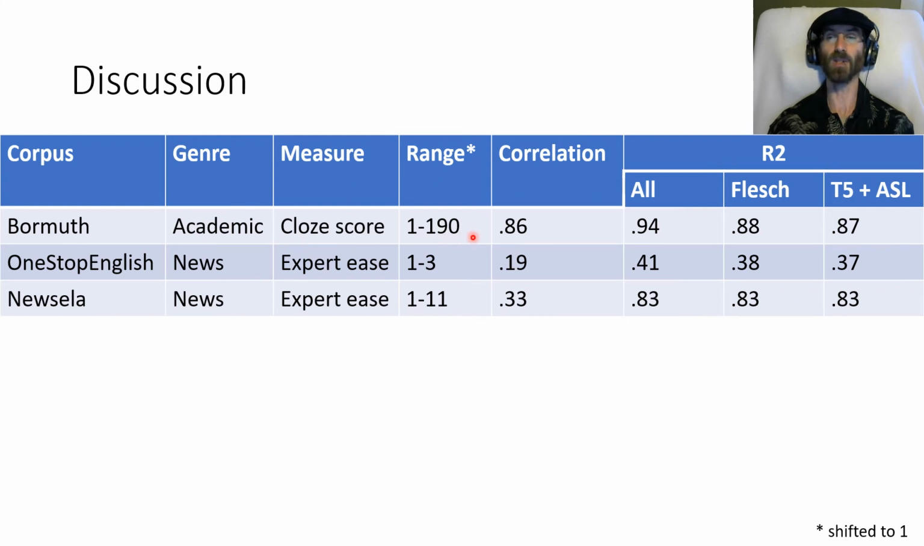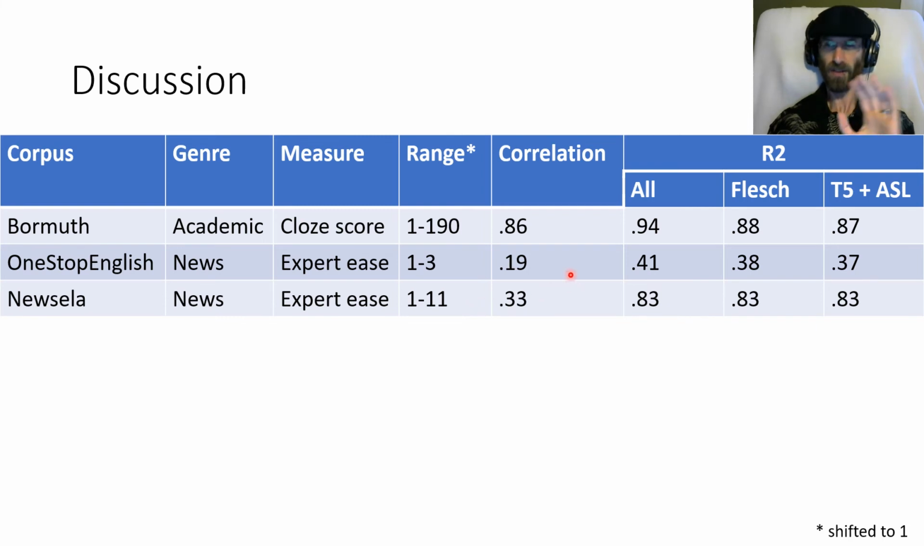And we can see here some very big differences in range. So Bournemouth ranges from 1 to 190 in terms of human difficulty scores, whereas One Stop English and Newsela are like grade 1 to 3 kind of. It's advanced, intermediate, and beginner for One Stop English, and Newsela is grades, I think, 2 through 12. And I've normalized everything here to start at 1, so you can see that a little bit more easily.